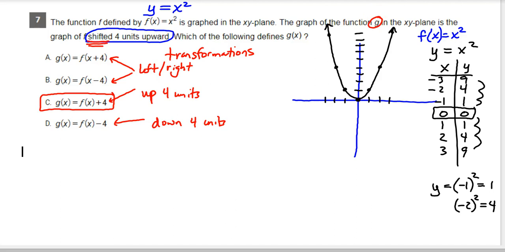Basically, we take our parabola and we're going to move it up, and then go over 1, up 1, over 2, up 4, and then over 3, up 9. And we're going to have the same exact looking thing, just translated or shifted up 4 units. So the key thing is to remember, up is positive and it's at the back of the function.